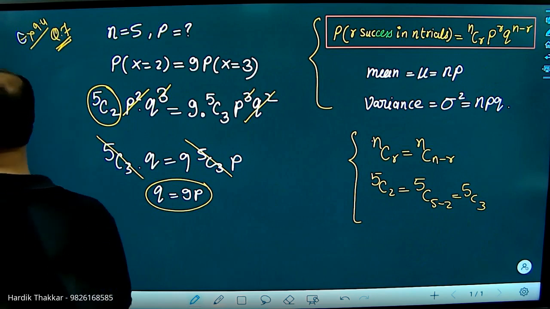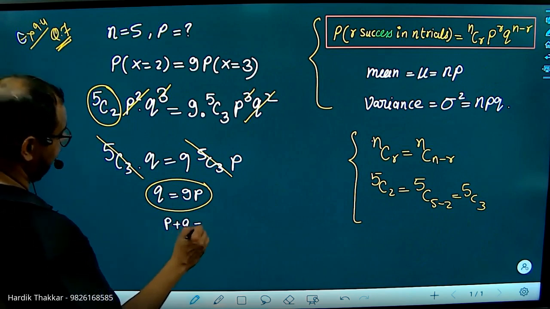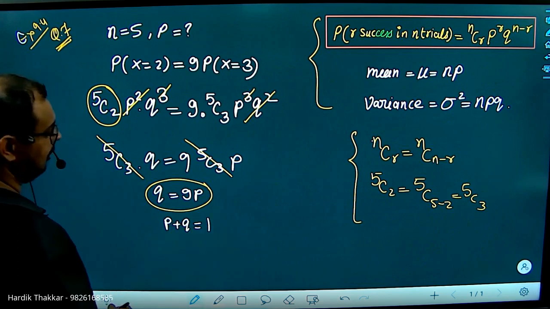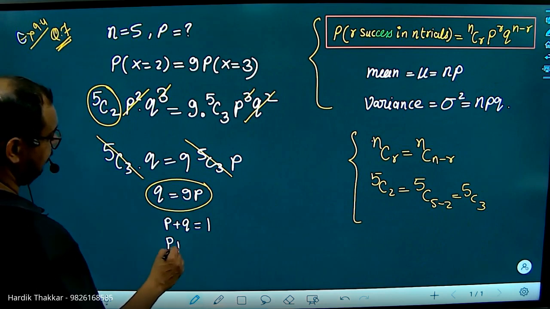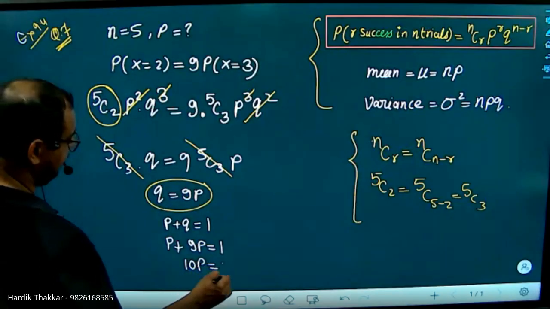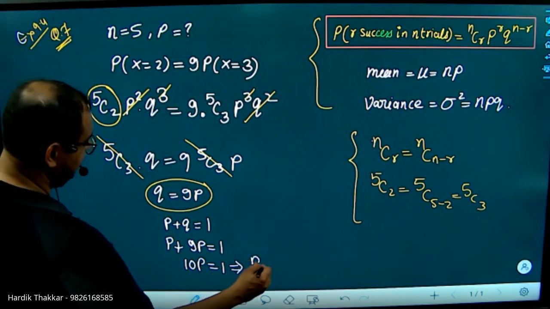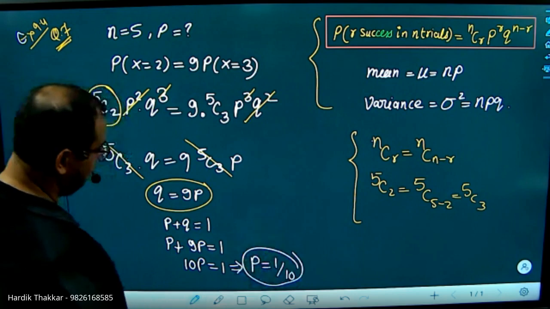Okay. Now, as we know that probability of success plus probability of failure, means p plus q, is equal to 1. Now put the value of q here. So p, and the value of q is 9p. So replace q with 9p, that is equal to 1. So 10p is equal to 1. And further you will get p is equal to 1 by 10. This will be your answer. That's it. Okay. So is it clear?